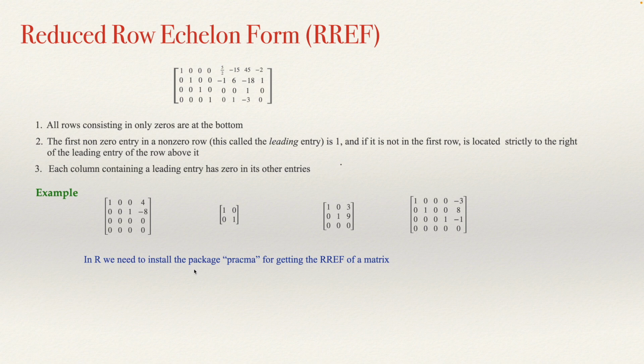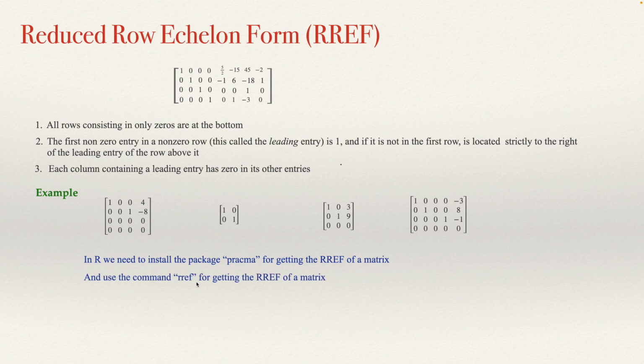In R, we need to install the package pracma for getting the reduced row echelon form of a matrix. There is software for obtaining a reduced row echelon form of a matrix, and one of them is R. But if you use R, you will need to install the package pracma. In another video, I will be explaining how to get pracma for your R, and also how to compute the reduced row echelon form of a matrix using R.